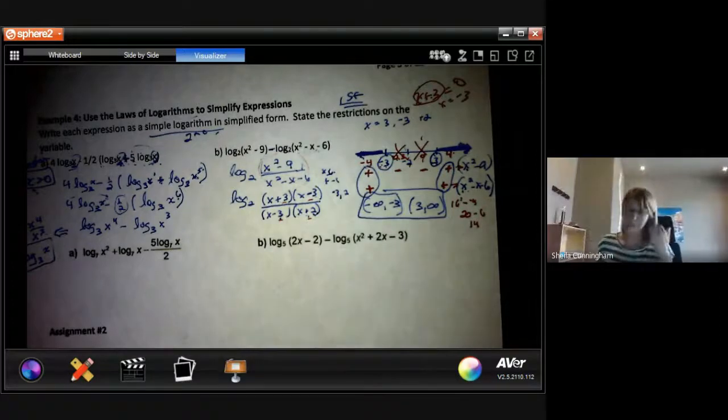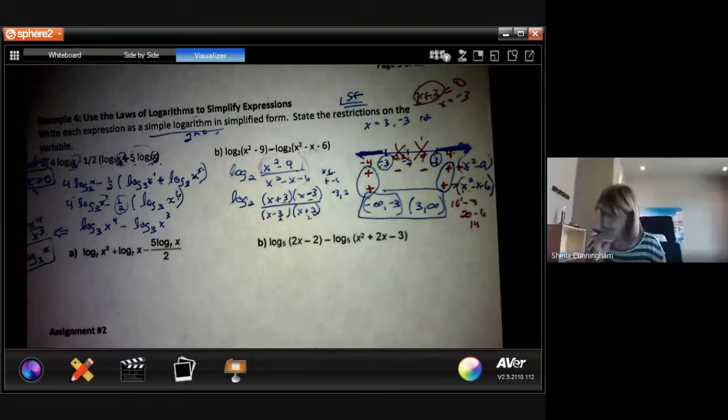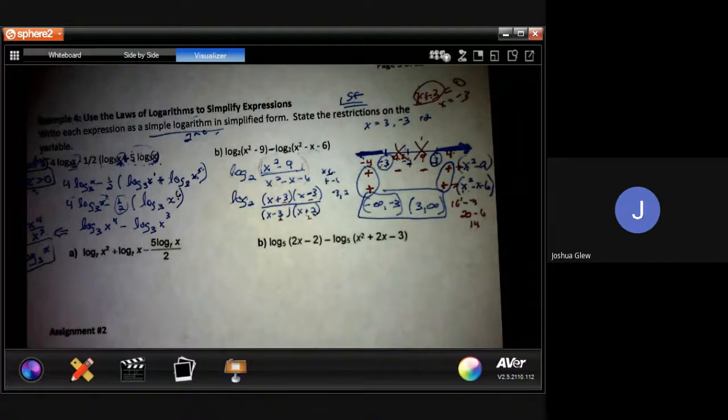How does that feel? That felt like a lot for me. It's a bit complicated, and I might need to look it over. Yeah. We can do another one like that.